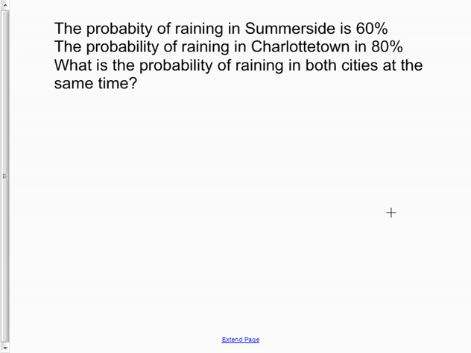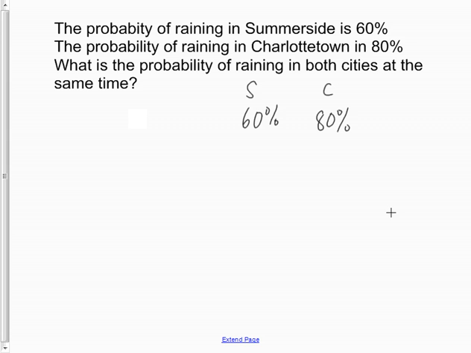Okay, we're going to change it just a little bit, make it a little bit more complicated. So what's the probability of it raining in both cities at the same time? So there's 3 ways to think of it. So we know that 60% in Summerside, and we know it's 80% in Charlottetown. So it's a pretty good chance it's going to rain in both cities, right?